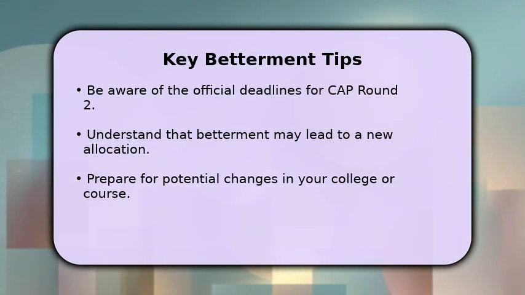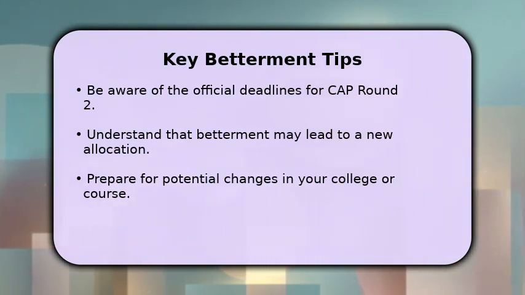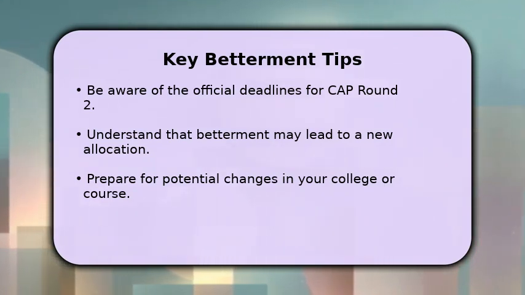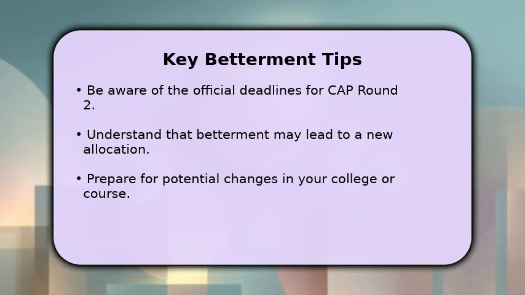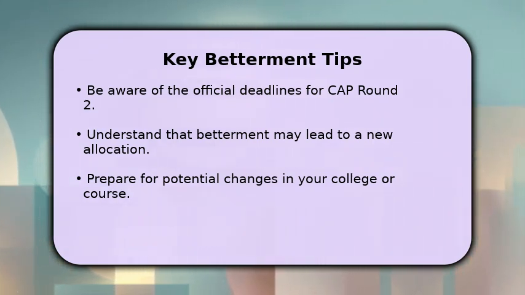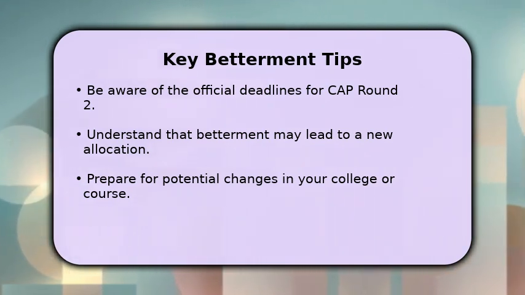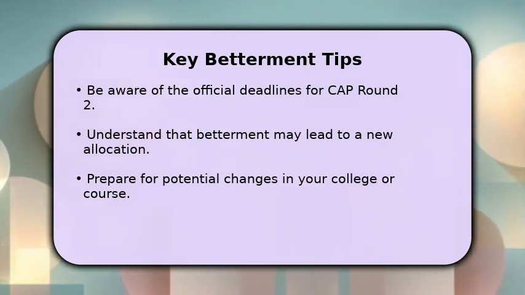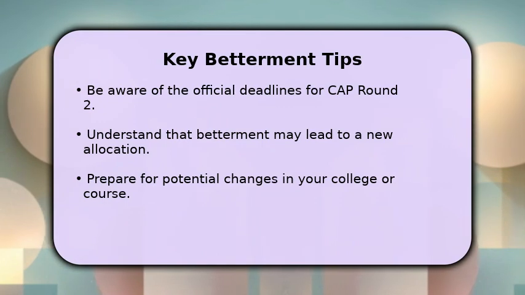As you proceed, keep a few critical tips in mind. Always stay updated on the official deadlines for CAP Round 2 to avoid missing any steps. It's vital to understand that opting for Betterment means you might receive a completely new college or course allocation. Be prepared for these potential changes, as your previous seat will be forfeited if a new one is offered.